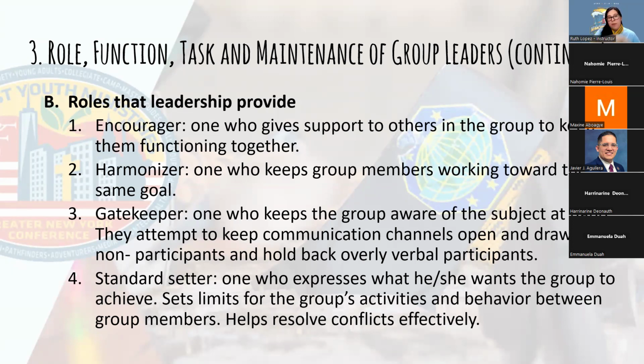So these are qualities that you as a leader are going to have to do at one point or another. And also you can assign somebody to help you with this. So somebody can be the harmonizer, somebody can be the gatekeeper, somebody can be the standard setter, or many times you will have to be all of it at one point, right?